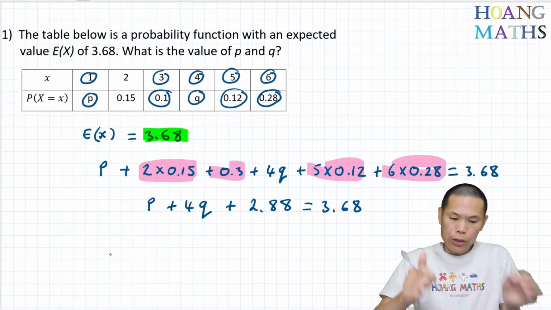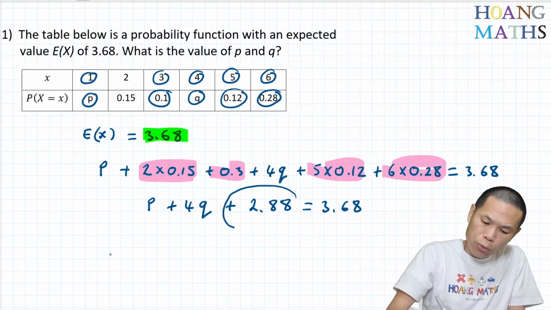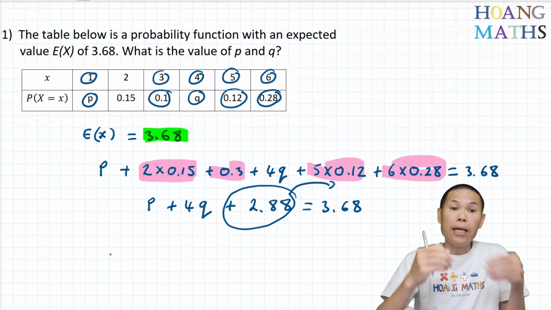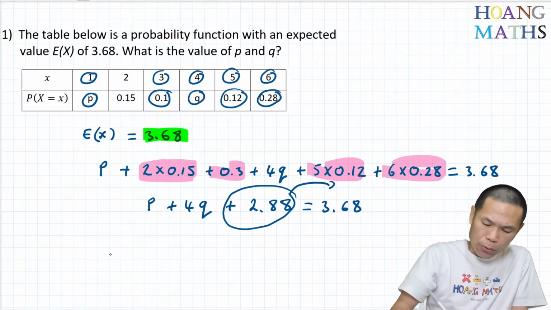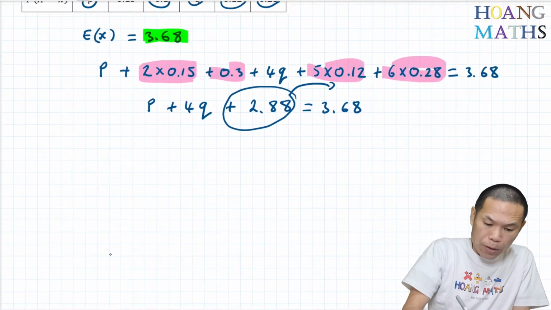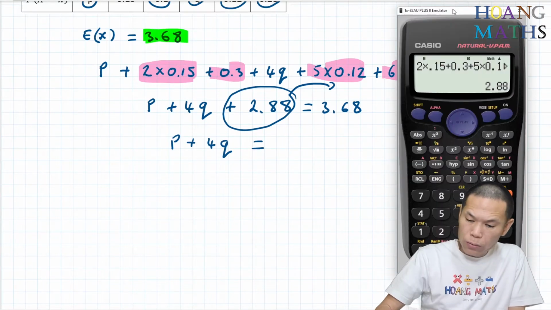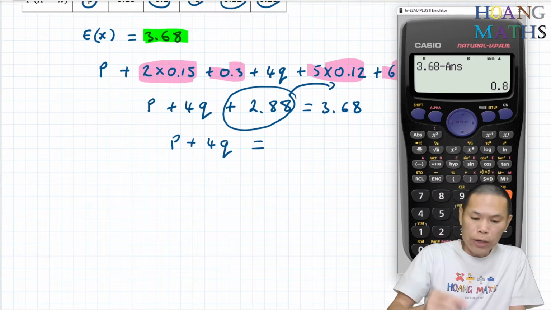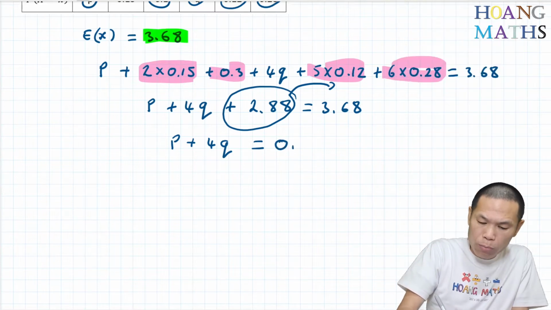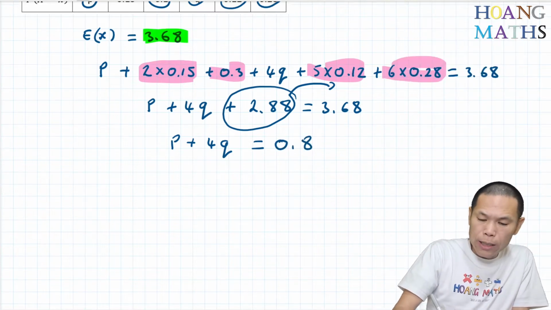So what I do now, I just move 2.88 on this side so that becomes minus. So we have P plus 4Q will give me 3.68 minus 2.88, so 0.8. So let's name this equation number 1.